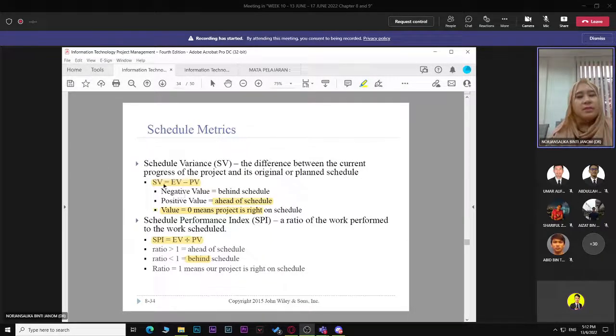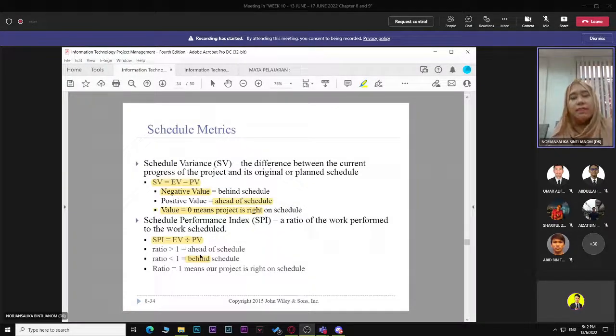So schedule variance is about the same: EV minus PV, earned value minus planned value. The rules of thumb and the explanation will be about the same. If it is negative, it is behind schedule. If it is positive, it is ahead of schedule. Value 0 means the project is right on schedule.